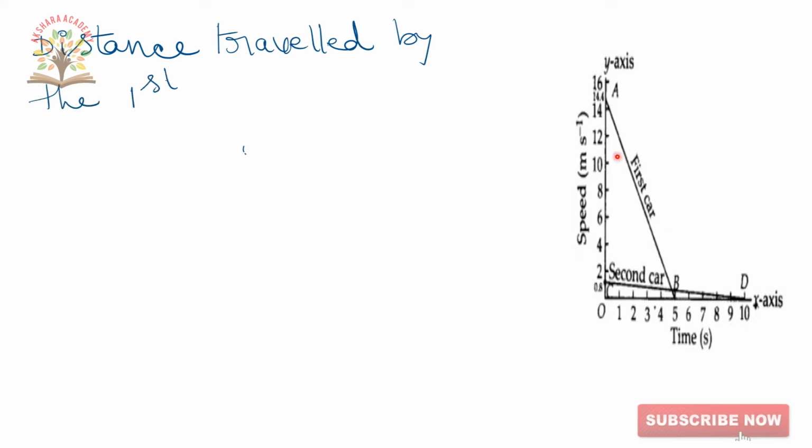This is a graph between speed and time. This is the first car traveling from here to here, and this is the second graph, the pictorial representation of the two cars, first car and the second car. Now we are finding the distance traveled by the first car. Here we are taking this triangle, so the distance traveled by the first car is equal to the area of triangle AOB.